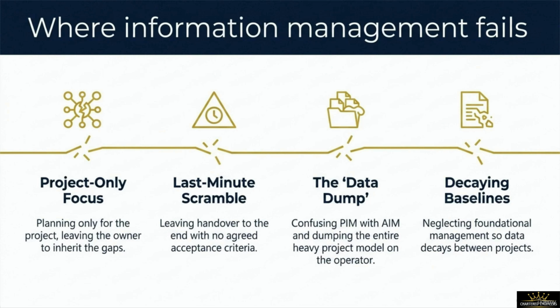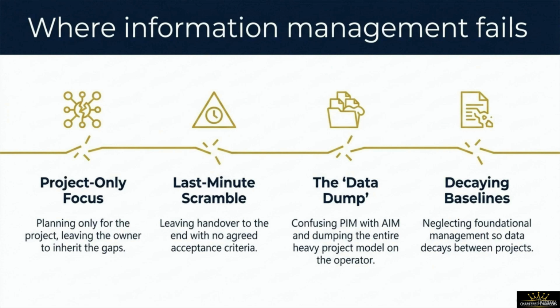Failure mode number 1 is a project-only focus, which means planning exclusively for immediate project milestones while leaving the owner to inherit massive data gaps. Failure mode number 2 is the last-minute scramble, where teams treat handover as an afterthought left for the final weeks of construction with no agreed acceptance criteria.